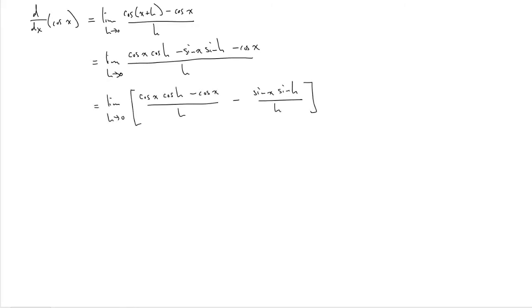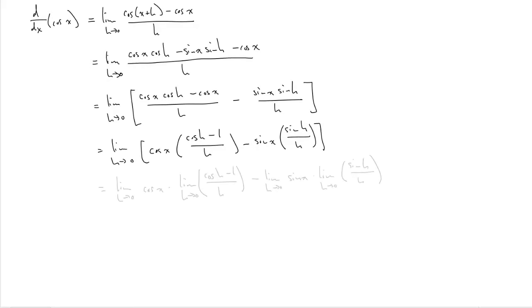Rearranging the terms and breaking it into two fractions as before, we can again factor a cosine of x out of the numerator in the first term and rewrite the fraction slightly, and then we'll apply the limit laws, and we end up with this expression here.